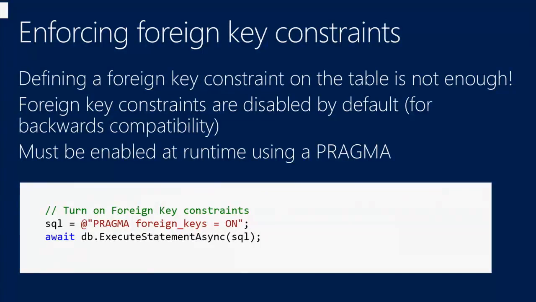So they made the decision at SQLite.org that this feature, you can define foreign key constraints till the cows come home, but it will ignore them unless you actually execute this pragma. So in your startup logic, you need to execute this PRAGMA foreign_keys = ON statement for it to actually observe your foreign key constraints. And if you forget, they'll just be ignored.